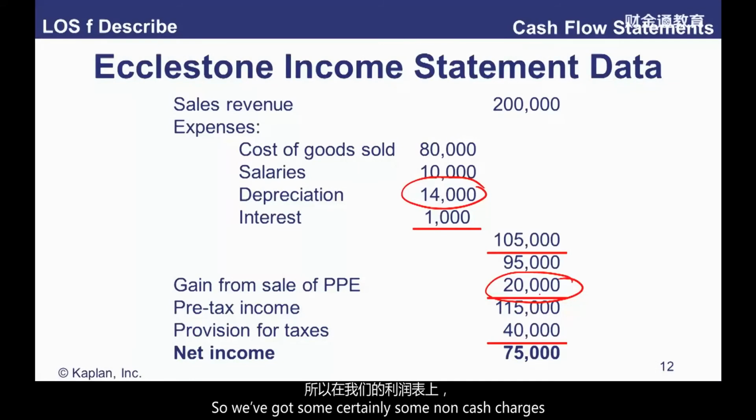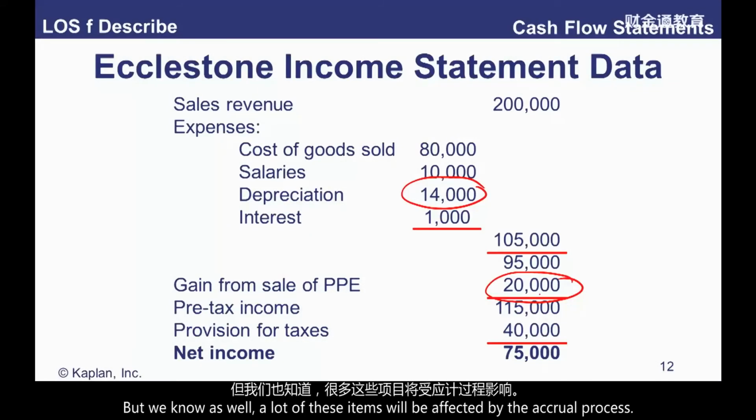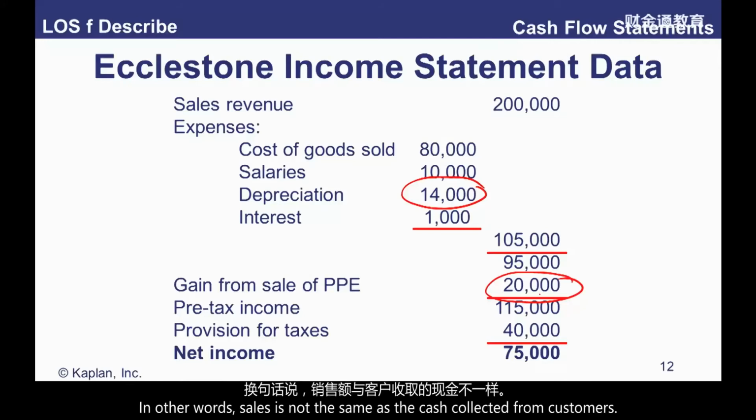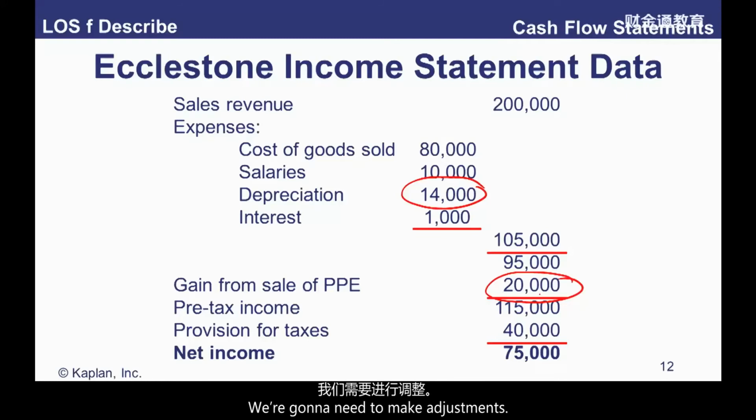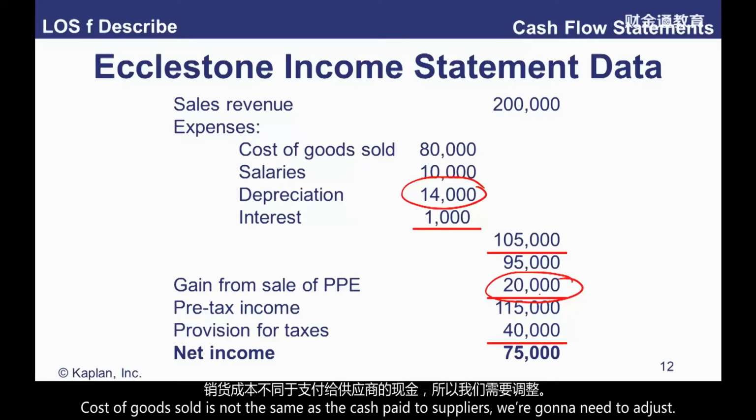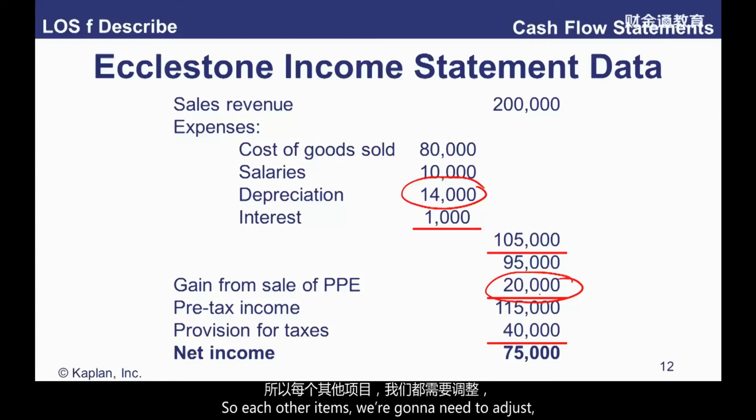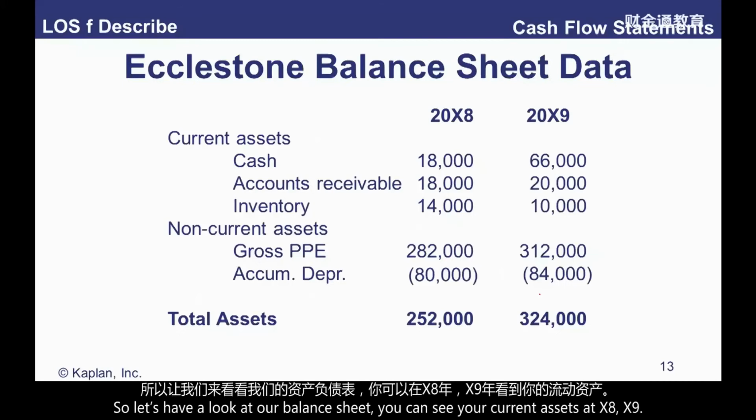So we've got certainly some non-cash charges that leap out on the face of our income statement, but we know as well a lot of these items will be affected by the accruals process. In other words, sales is not the same as the cash collected from customers. We're going to need to make adjustment. Cost of goods sold is not the same as the cash paid to suppliers. We're going to need to adjust. So each other item we're going to need to adjust, and these are our working capital adjustments that we talked about. So let's have a look at our balance sheet.